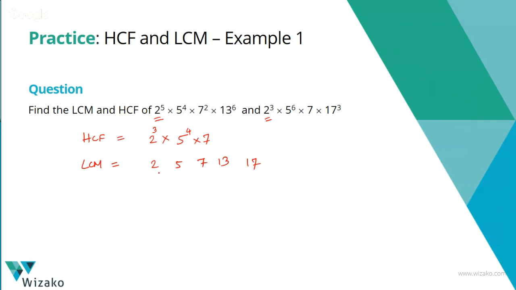Pick these primes in their respective highest power. Highest power of 2 between these two numbers is 2 power 5. Highest power of 5 is 5 power 6. Highest power of 7 is a square of 7. 13 and 17, we're going to be picking them as they are, which is 13 power 6 and 17 cube. So the LCM is a product of all of these numbers, which is 2 power 5 into 5 power 6 into 7 square into 13 power 6 into 17 cube.